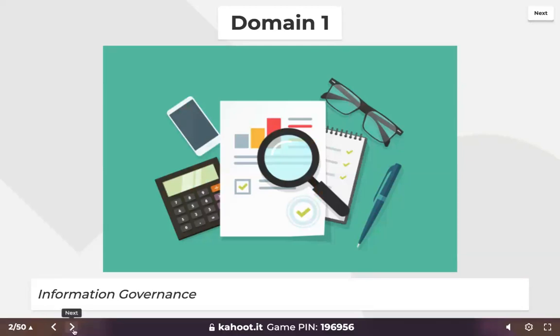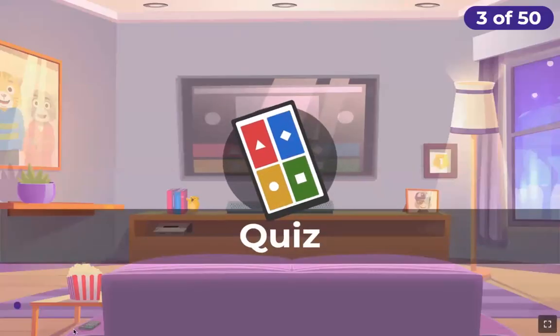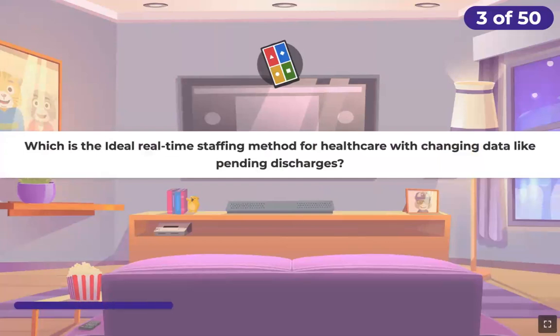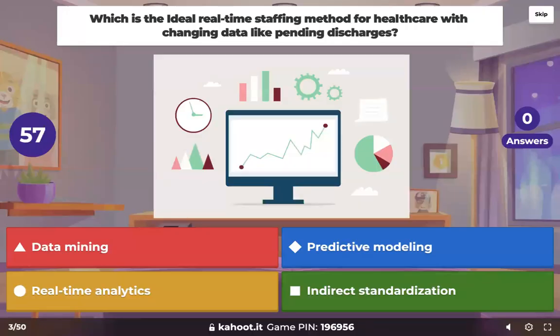All right, so here is your first question. Which is the ideal real-time staffing method for healthcare with changing data like pending discharges? Go ahead and log in your answer. 35 seconds left.